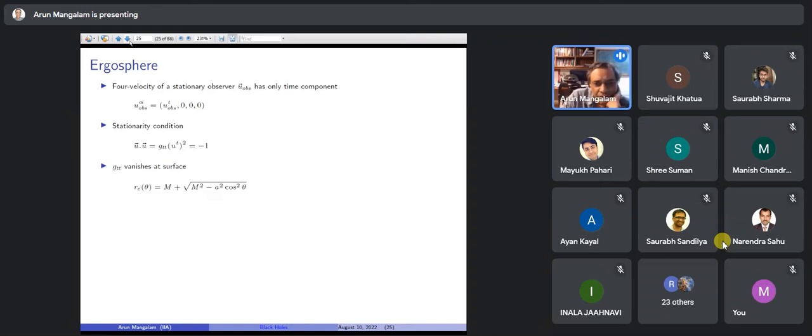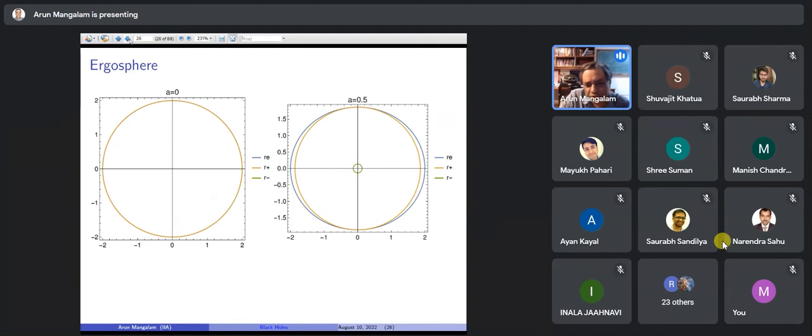So now we go to the ergosphere, right? So there is a 4-velocity of a stationary observer, and you can calculate the surface by putting u dot u equal to 0. I mean, let's avoid these details. So I'll just show you pictorially what an ergosphere is. So this R plus and R minus, there are two radii, and these radii are the same if it's a non-spinning black hole. And even for the ergosphere, everything is coincident.